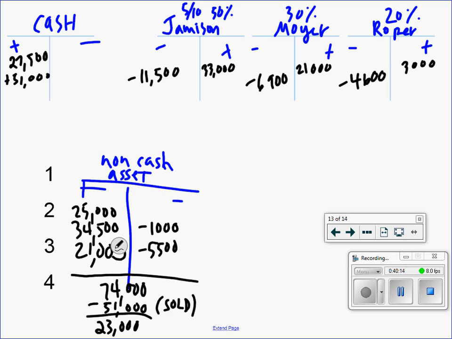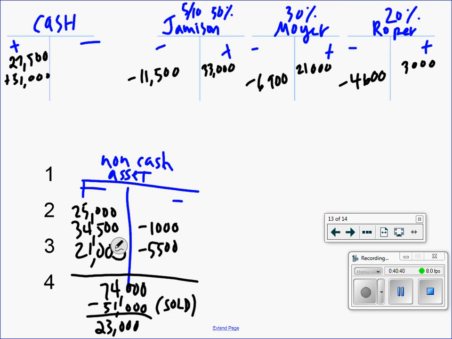Let's just stop for a minute and tell me what partner's in trouble right now. Jameson had $33,000. He can handle the hit. It stings, but he can handle it. Moyer had $21,000. Again, a stinging hit. What's Roper's problem? He doesn't have enough money. We'll get to him in a minute.